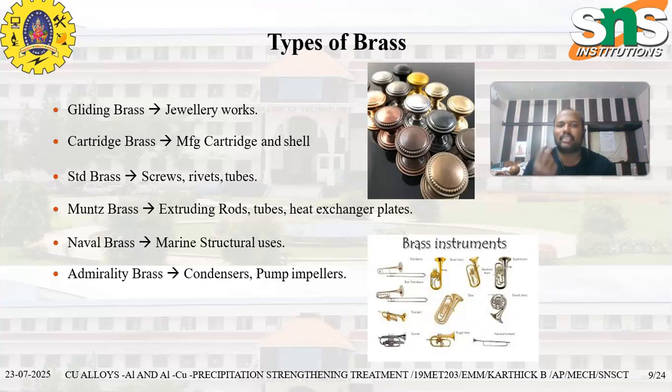The second one is cartridge brass, which is used to make small cartridges and shells. The third one is standard brass, or STD brass, used for making screws, rivets, and tubes. Muntz brass is used for tubes, heat exchanger plates, and extrusion rods. Naval brass, as its name indicates, is used in marine structures. The last one is admiralty brass, used for condensers and pipes. So this is brass.